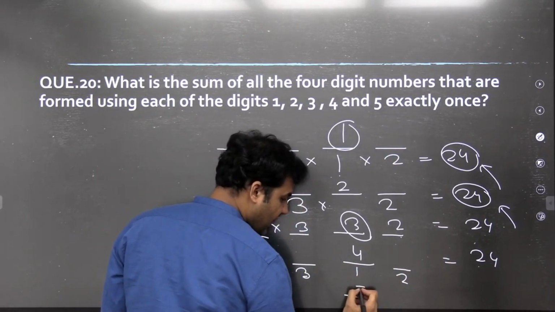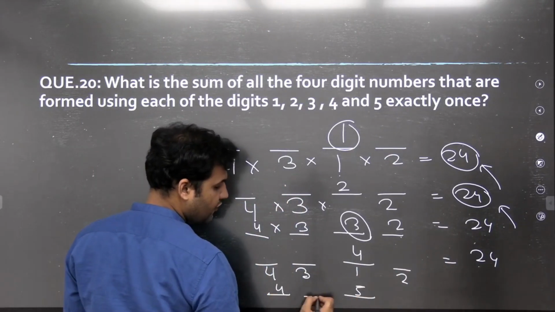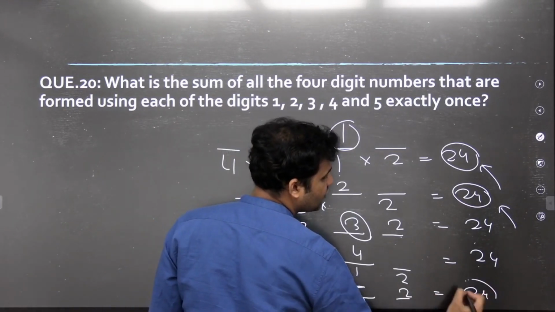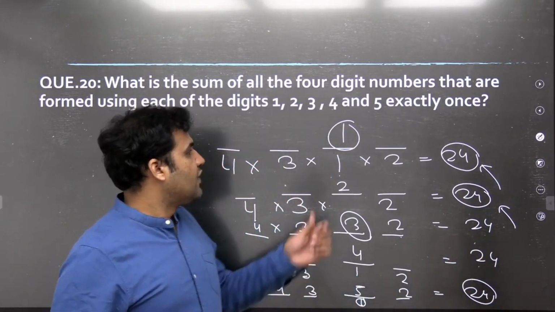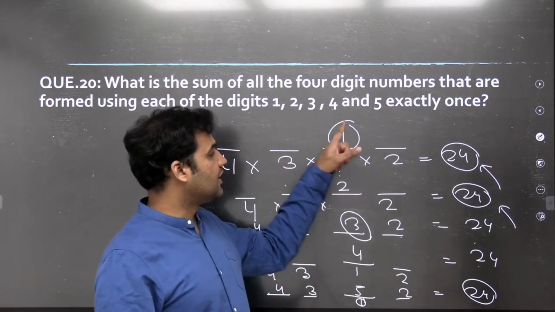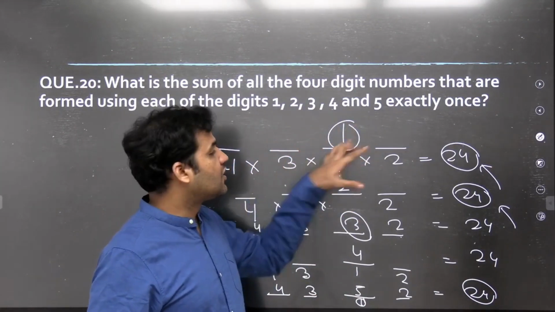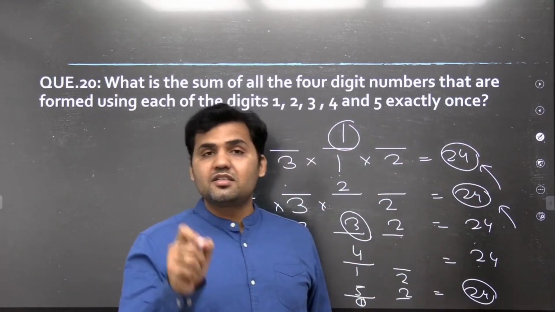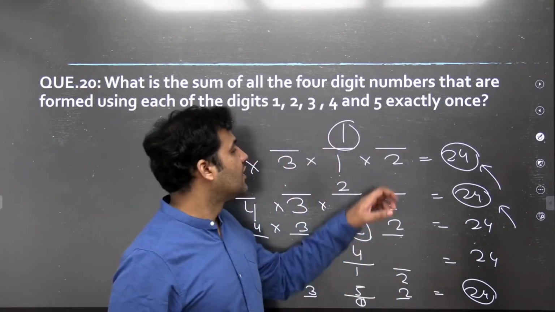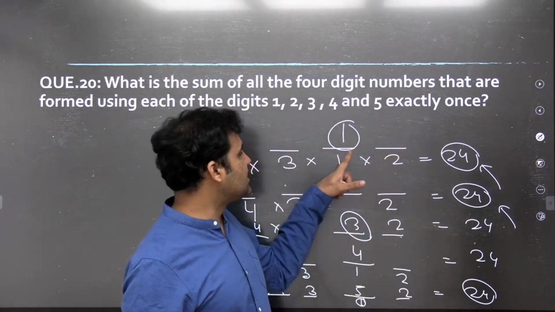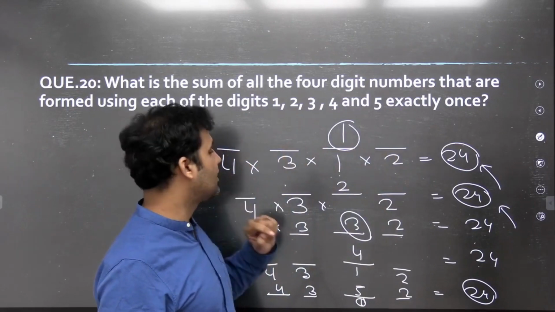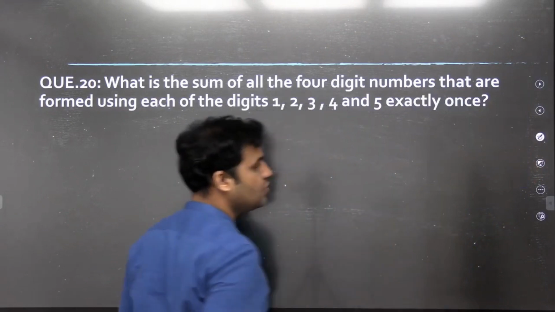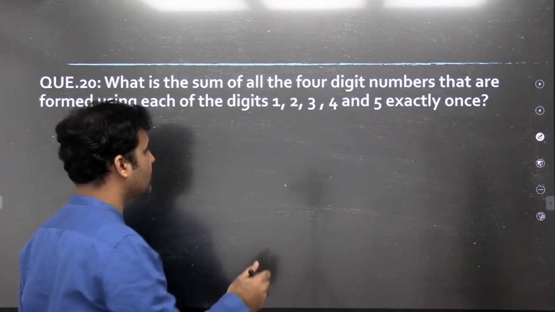And when I place 5 over here, this place can be filled in 4 ways, 3 ways, this place can be filled in 1 way, and this place can be filled in 2 ways. Again, I have 24 numbers. So if you place any of these digits at any of these places, the total numbers that you'll be able to make will be 24. That means every digit is coming 24 times, whether we talk about the unit position, tens position, 100 position, or the 1000 position. So guys, now you can use this concept to answer the question.